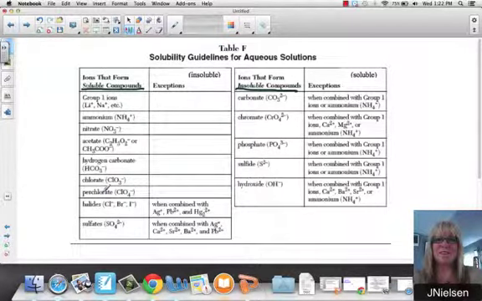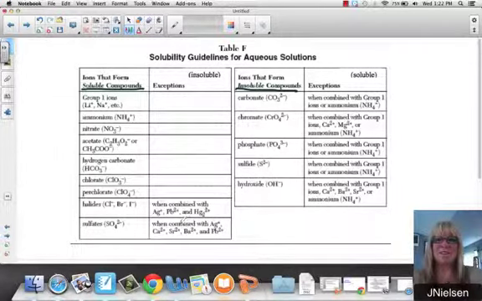What this means is anytime you have a group 1 ion, ammonium, nitrate, acetate, hydrogen carbonate, and chlorate, no matter what they combine with, they are always going to be soluble. Okay? There are no exceptions. Now, if I have something that is a halide, group 17, like chlorine, bromine, or iodine, they will be soluble unless they happen to combine with Ag, Pb2+, or Hg2+.